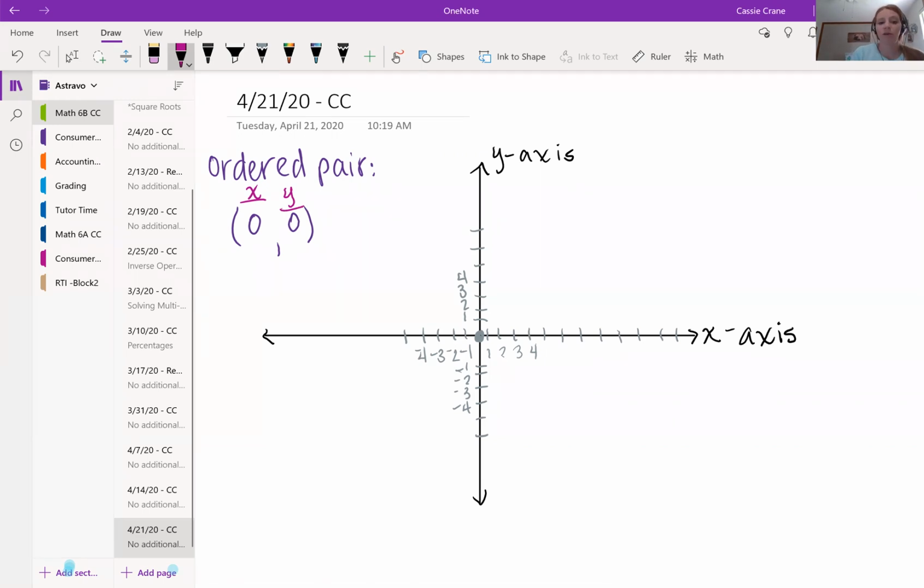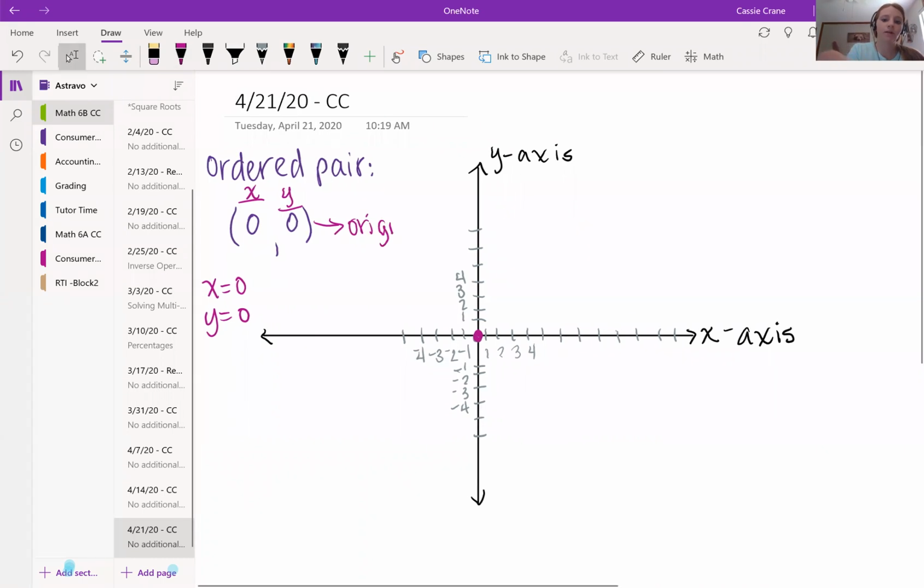Exactly. So if we have an ordered pair 0, 0, that means our x value is 0 and our y value is 0. So we start with our x-axis and we find 0 on the x-axis. Okay, well that's right here at the origin. And then we go to our y-axis and we find 0 on our y-axis, which is also in the middle, not up or down any at all. So the point 0, 0 is exactly the origin. This is our origin every time on a coordinate plane. 0, 0 is always the origin.